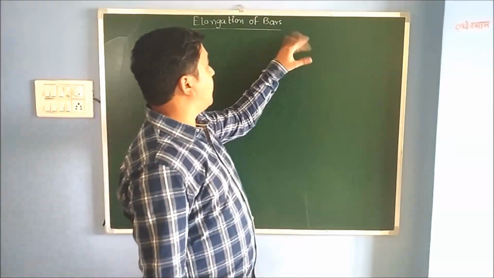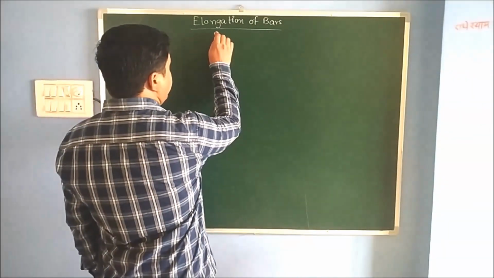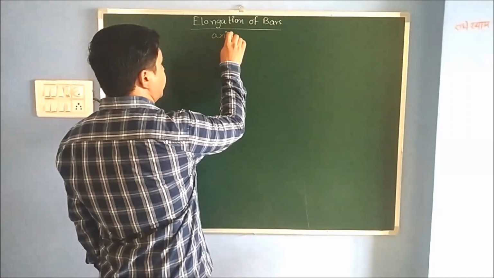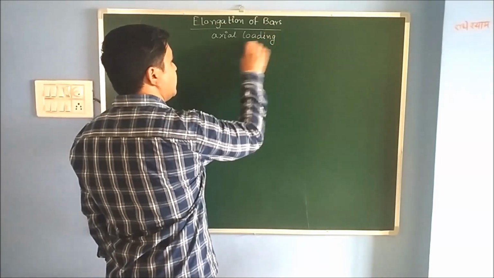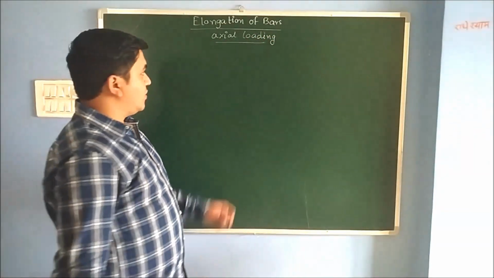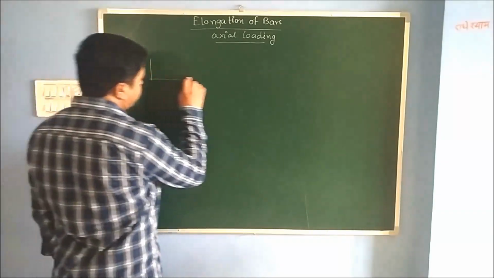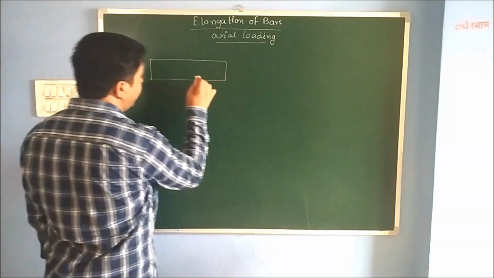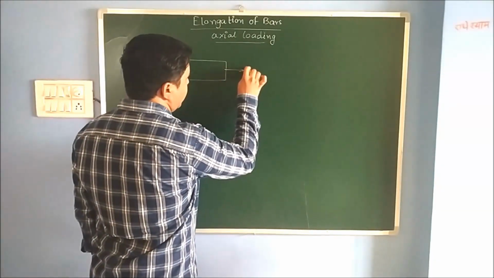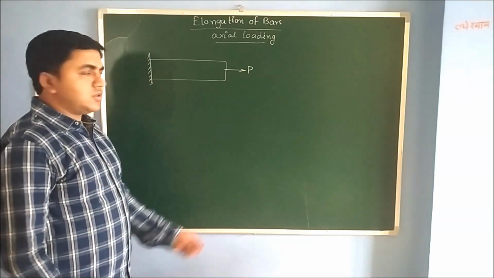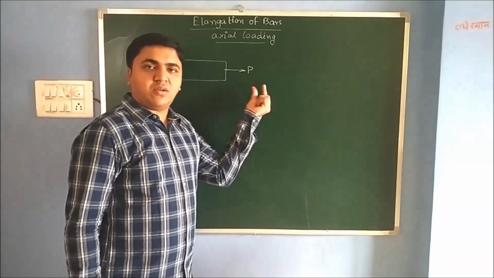First of all, what is elongation of the bar? We are going to see the elongation of the bar because of axial loading only. So let's understand this one. Let's assume one prismatic bar. This bar is fixed from one end, and you are applying the load P here. Because of this P force, we are interested in calculating the increase in length of this object.